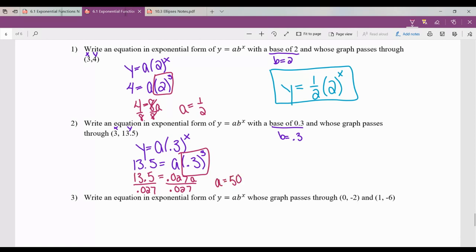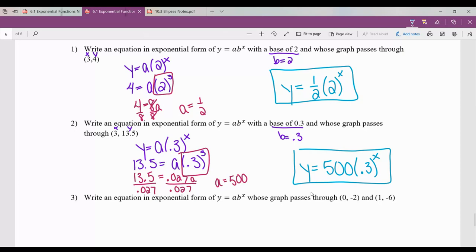So my initial value is 500. So my equation for this is y equals my a, which is 500, times my b, which is 0.3 to the x. Final answer.